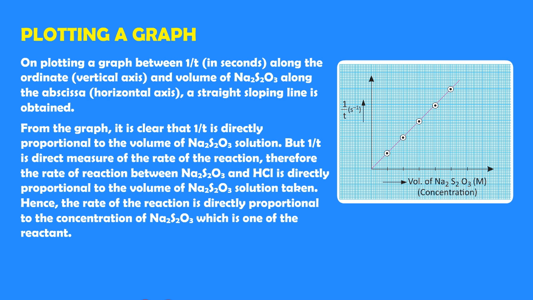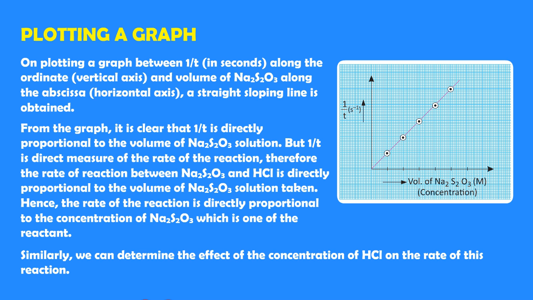Therefore, the rate of reaction between Na2S2O3 and HCl is directly proportional to the volume of Na2S2O3 solution taken. Hence, the rate of the reaction is directly proportional to the concentration of Na2S2O3, which is one of the reactants. Similarly, we can determine the effect of the concentration of HCl on the rate of this reaction.